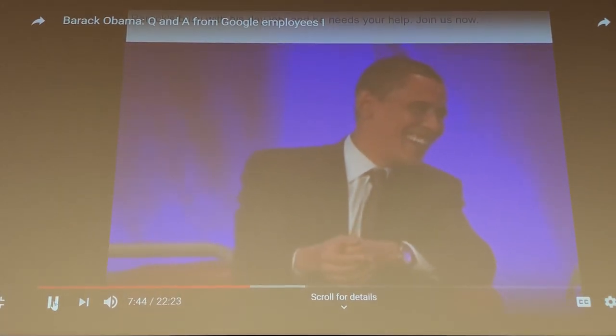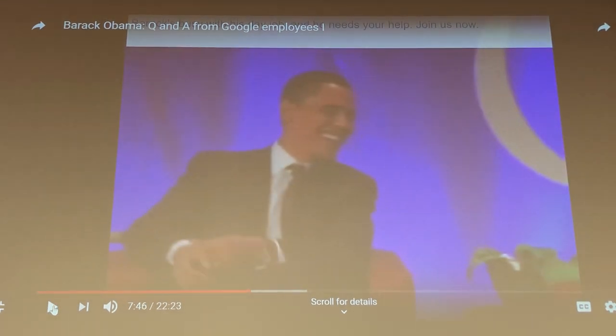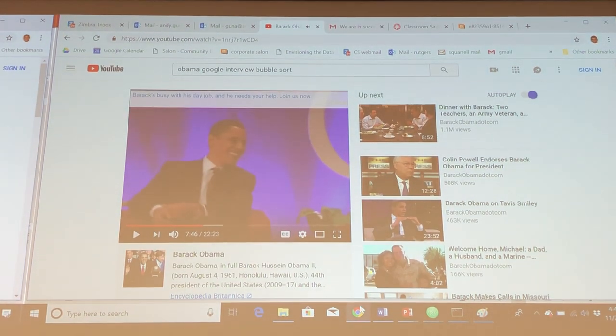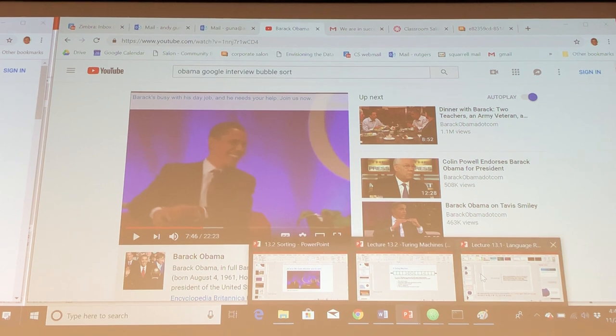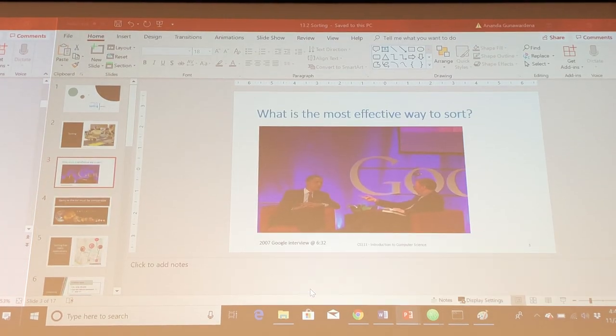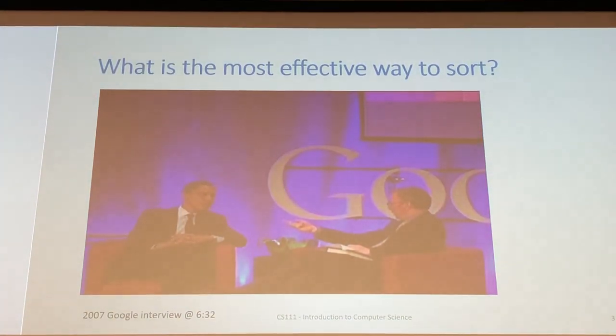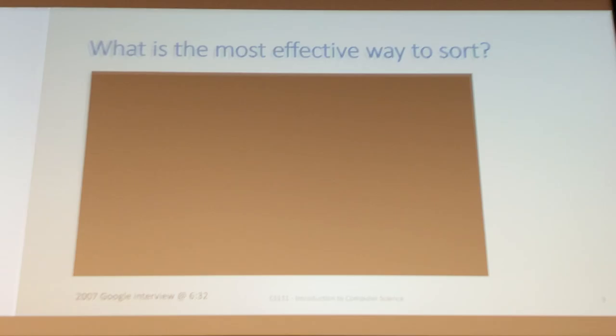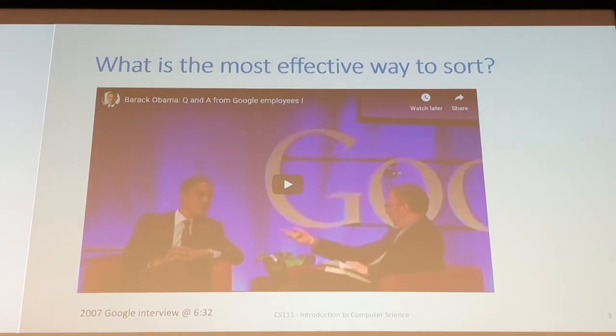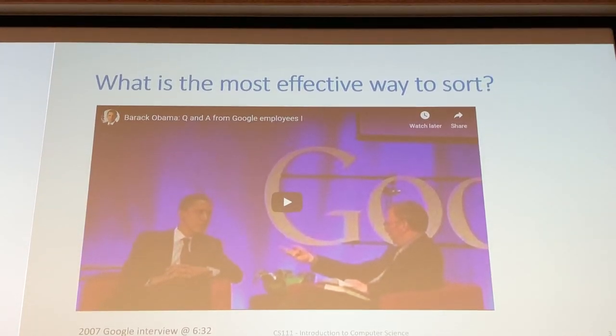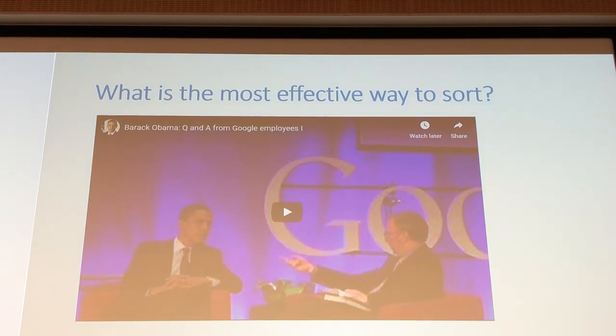Let's ask a different interview question. That's the only question I want you. So they asked him about the bubble sort. How many of you know bubble sort? I mean, Obama knew. I guess he really didn't know, right? Okay, what is bubble sort? He was asking how long it's going to take to sort a million things using bubble sort.